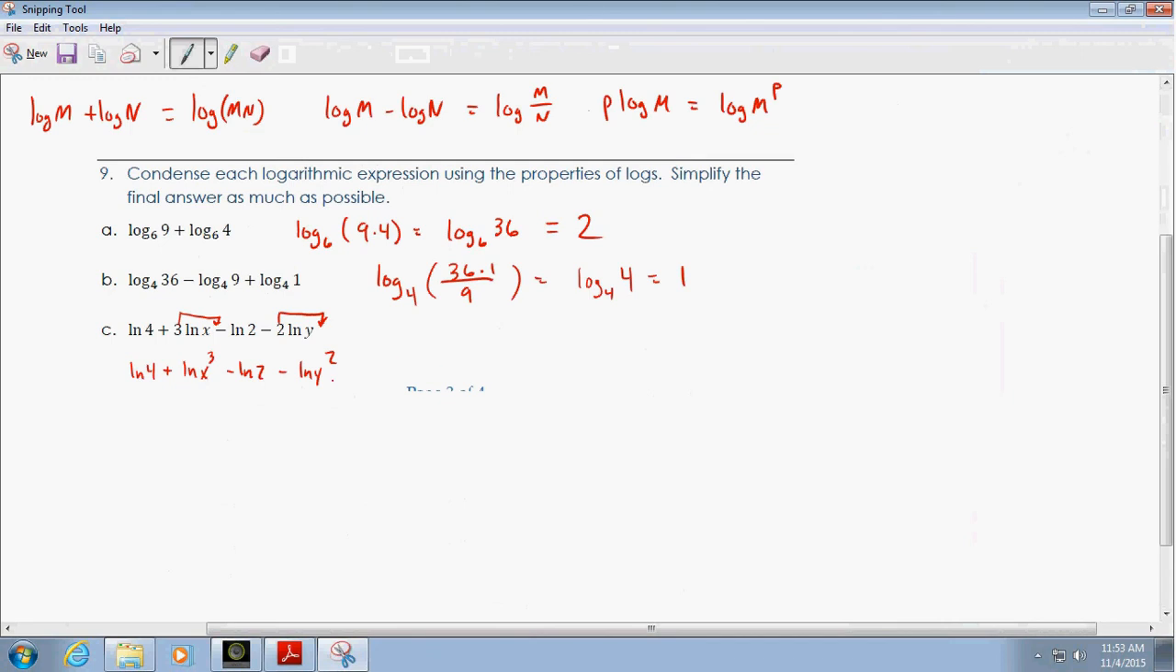Now, we can use that rule. Anything being positive goes on top. So 4 x cubed. Anything negative goes on the bottom, which is 2 y squared, and then simplify it: natural log of 2 x cubed over y squared. Negative natural log of 2, negative natural log of y squared. So you multiply those two together on the bottom because they're both negative. Anything negative goes on the bottom. What, did you lose the 2? On the bottom, simplification. 4 divided by 2 is just 2 over 1.